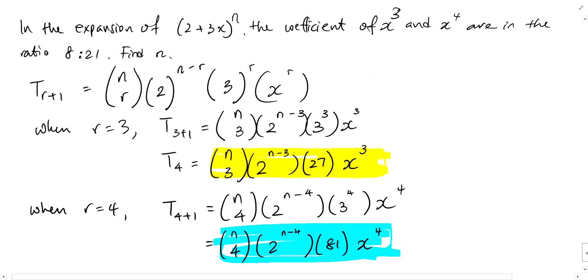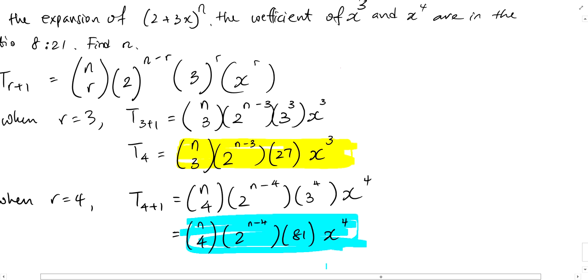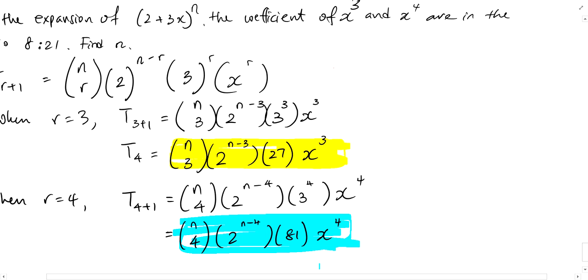The question said that the coefficients of x cubed to x to the power 4 are in the ratio 8 to 21. How do we form an equation with that? You put the x cubed one, divided by the x to the power 4 one, equal to 8 divided by 21. When it comes to ratio, sometimes it can be confusing. I get what some of you are trying to do, this one times that one, this one times that one, then equal here and there. But I prefer to do it this way.